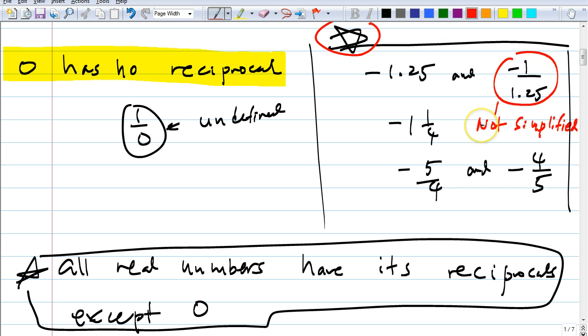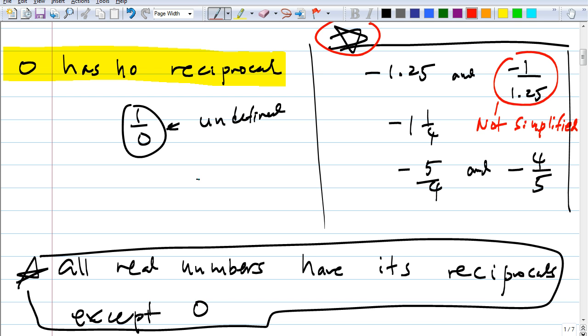Okay, so let me show you. If I have 0, you could think of 0 as 0 over 1. Well, can I write then 1 over 0? Not really, because 1 over 0 is undefined. Does that make sense? So therefore, 0 has no reciprocal, right? I mean, 0 is 0 over 1, but if you write its reciprocal, it's undefined. Okay. So please keep that in mind.